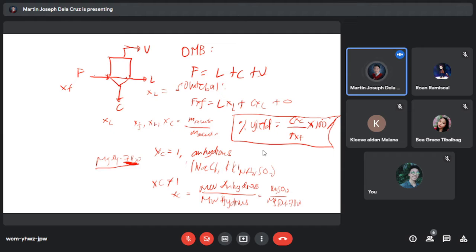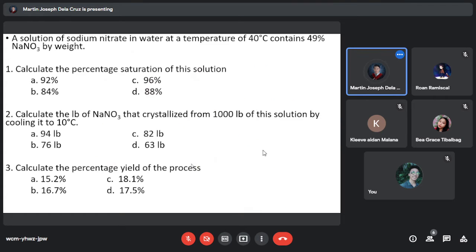Okay? So actually it's basic lang naman yung OMB at saka solute balance since ginagamit na natin siya sa checkout. And I think naalala nyo naman siguro yung nung heat and mass. Yung medyo tricky lang dito is how do we get your XL and then your XC. Kasi baka hydrous yung ibibigay tapos XC is equal to 1. So that's error, automatic. Okay?